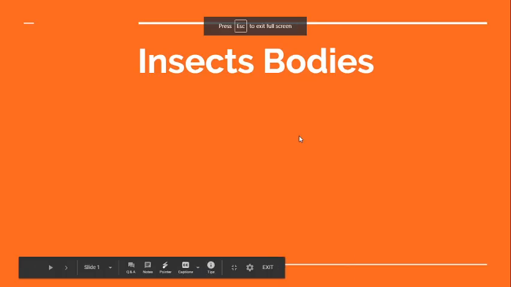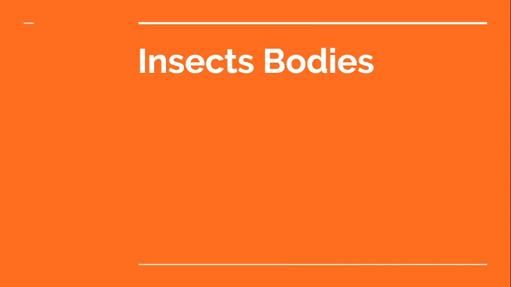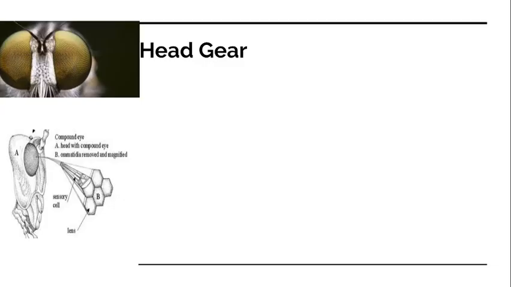Now, talking about insect bodies. Specifically today we are talking about 3 different parts of the insect that all have to do with just the head of the insect. And so we talked about the general stuff in last class. Today's class we're going to get a bit more specific, so let's see what's going on here.